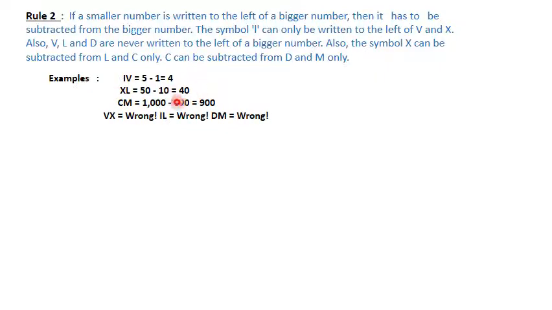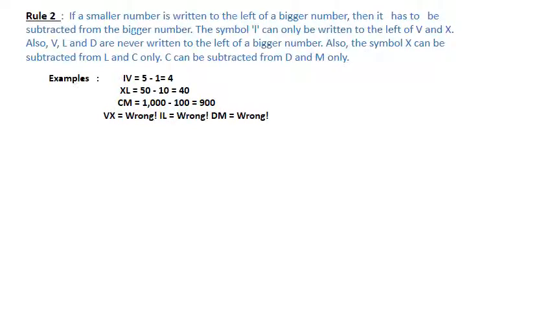Okay, now next see the third one, CM. Again, the value of C is 100 and the value of M is 1000. Again the smaller symbol is written before the bigger number, or we can say to the left of the bigger number. So what is our rule here? We subtract the smaller number from the bigger number. The value of M is 1000, the value of C is 100, so 1000 minus 100 becomes 900.